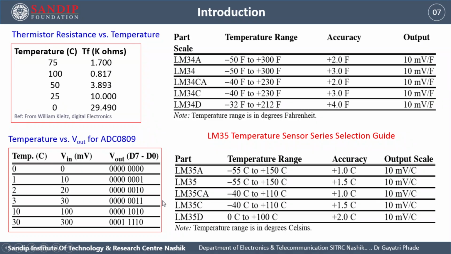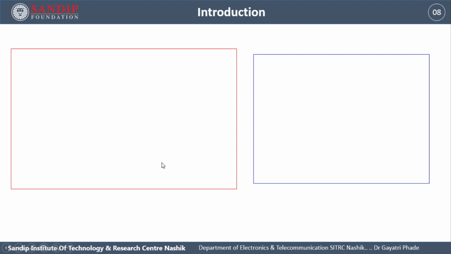So this is direct: 1 is 10 millivolt, 2 is 20 millivolt, and so on, where the number is the bit pattern or the converted digital data from the ADC. So it is directly we can display it on the display device.